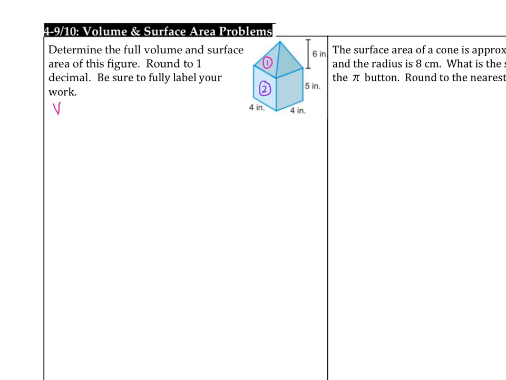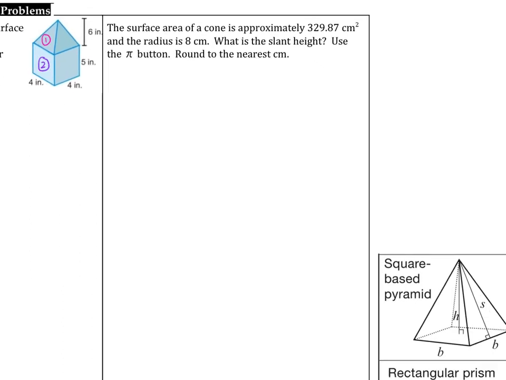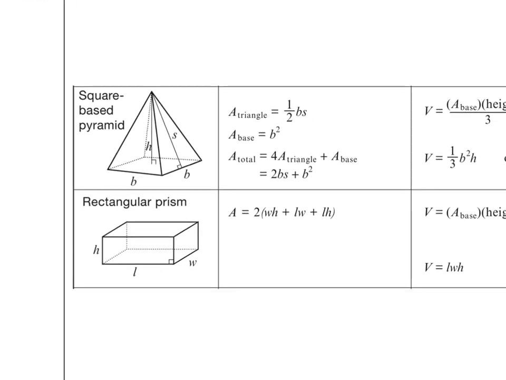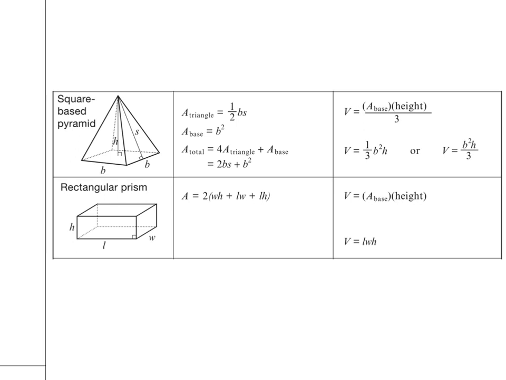So the first thing you're going to do is find the volume of the pyramid at the top and find the volume of the prism at the bottom and then add them together. The formula for the volume of a square-based pyramid is area of the base times the height divided by 3. Because the base is a square, and if you label each side b, length times width is b times b, which is where the b squared comes from. So area of the base is b squared times the height divided by 3.